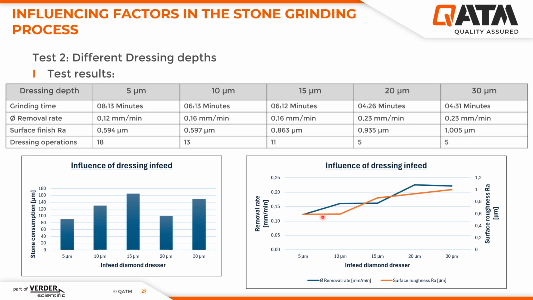Here we can see our results. The dressing depth has a significant influence on the removal rate and the surface quality. If I choose a dressing depth of only 5 micron, I have a low material removal, but a higher surface quality. From a dressing depth of 20 micron, I was able to achieve a maximum removal rate for my application with my standard steel C45.